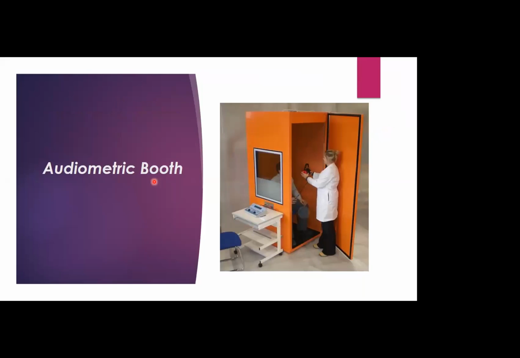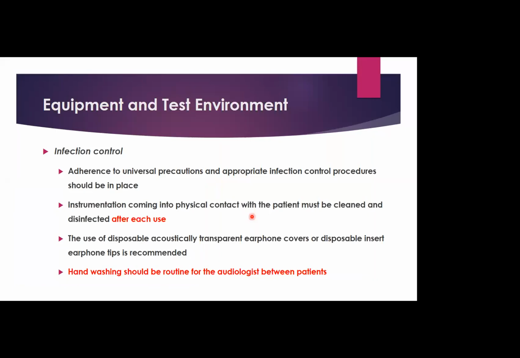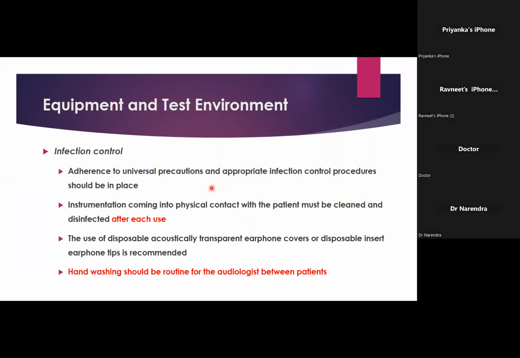This is a typical audiometric booth in which the person is seated comfortably, given instructions, and the transducers are placed. Then the door is closed, and we can see that there is a see-through window through which the response of the person can be observed, and the audiometer which is placed outside the window can be operated upon. Also, the standard protocols and procedures for infection control must be carried out whenever one instrument has to be used for multiple persons.